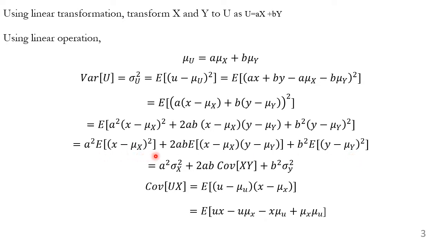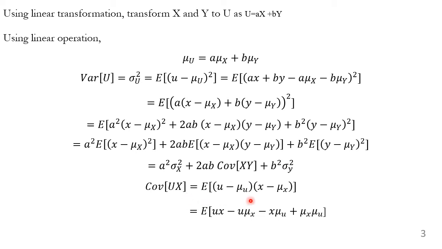The expectation of (X minus mu x) whole squared gives us the variance of X, that is sigma x squared. So I get a squared sigma x squared plus 2ab covariance of XY plus b squared sigma y squared.